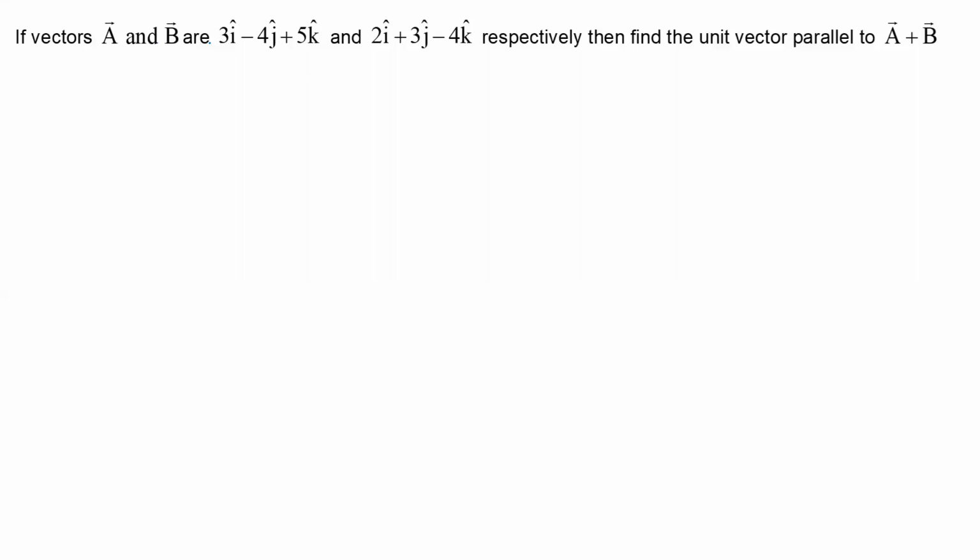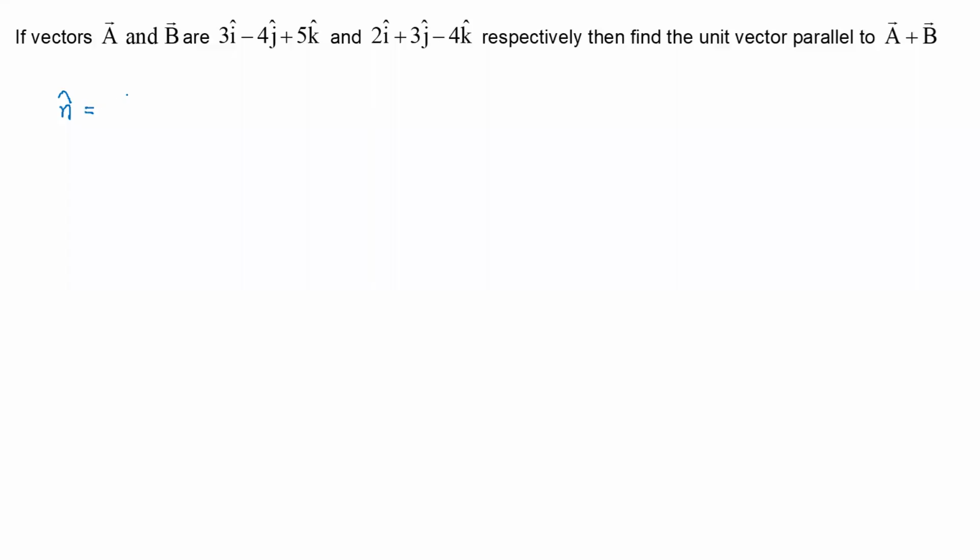If vectors A and B are 3 i cap minus 4 j cap plus 5 k cap and 2 i cap plus 3 j cap minus 4 k cap respectively, then find the unit vector parallel to A plus B. Since we want a unit vector n cap parallel to the summation of A plus B, I want to find the vector which is parallel to the addition of these two vectors.